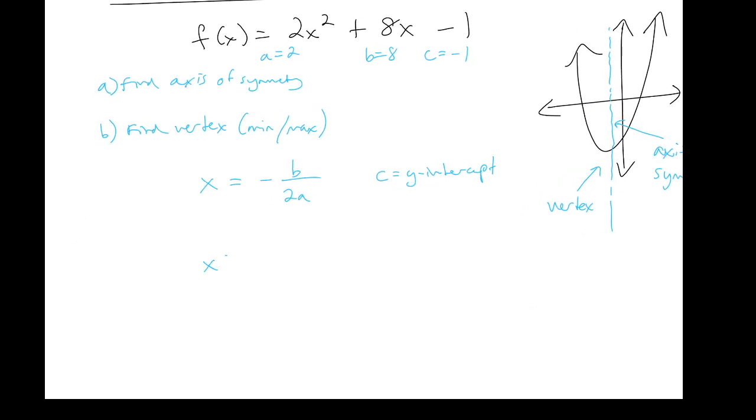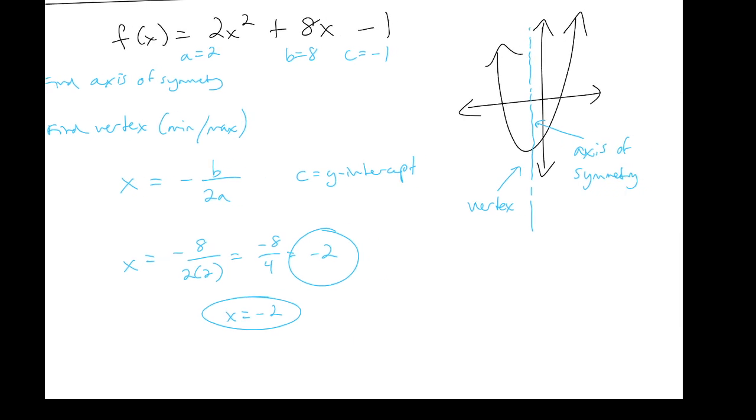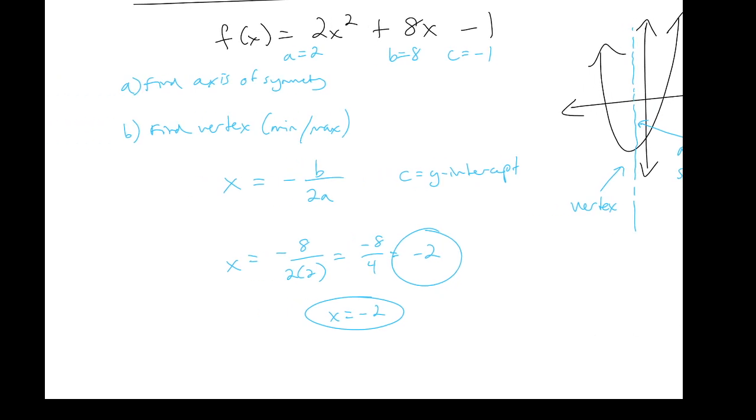So let's do -b over 2a. x is equal to -8 over 2 times 2, which is going to be equal to -8 over 4, which is going to be equal to -2. That right there is our axis of symmetry, okay? In other words, this line right here is where x is equal to -2.